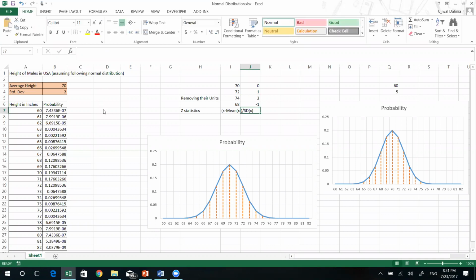Okay, Parth is asking, when we divide, a new curve is bell 1? Very good question, Parth. I'm just coming on to that part. First of all, guys, did you all understand how to calculate the Z score?